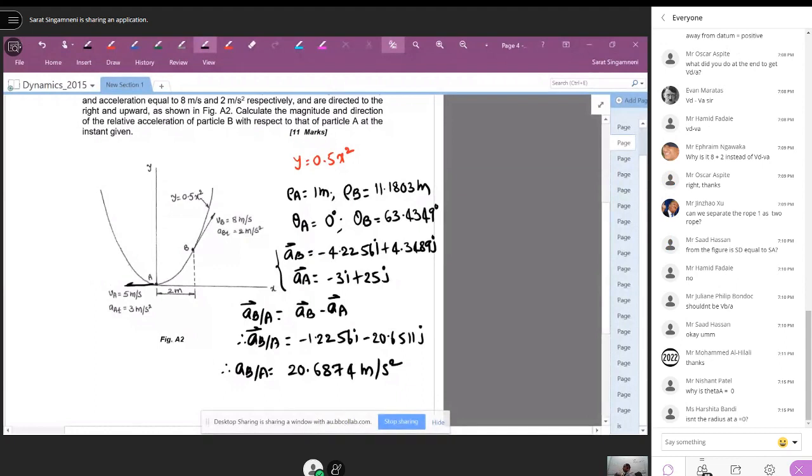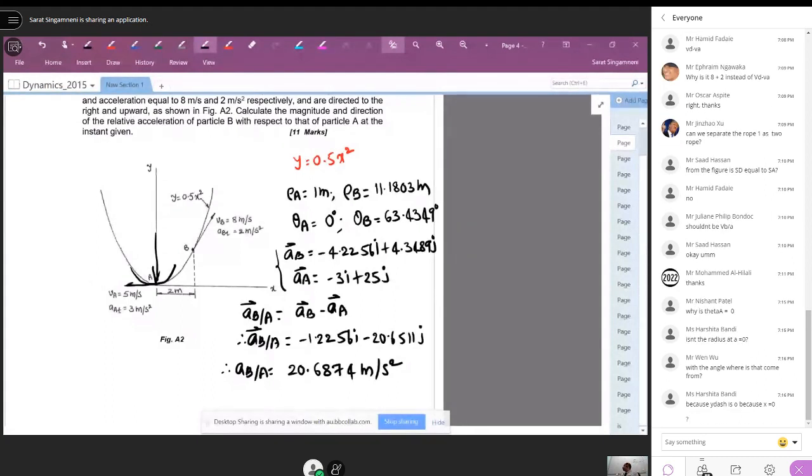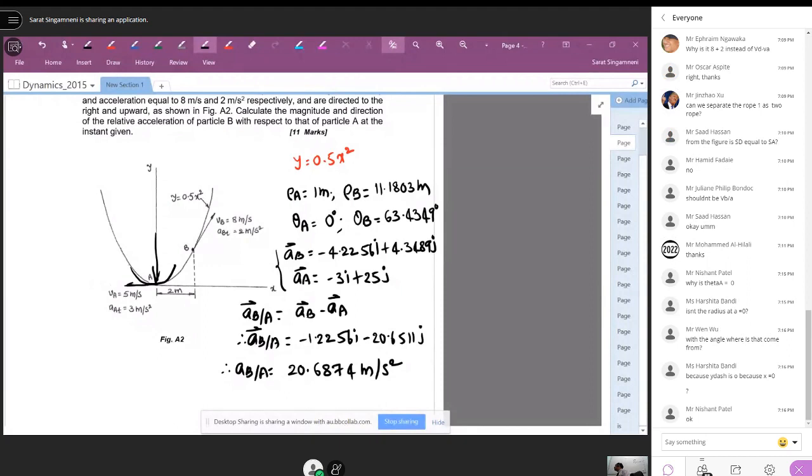Isn't the radius at A equal to 0? No. Why? The radius is at A, that is the radius. There will be a radius, but the tangent is horizontal. And so you will get theta equal to 0. All right. Yes.